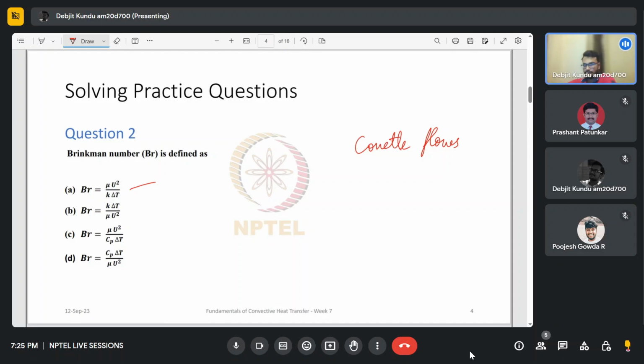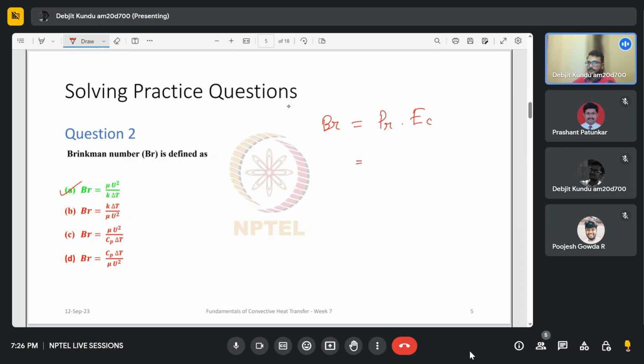Okay, so let's have a look at the solution. The solution is indeed option A. So Brinkman number is actually a combination of two other non-dimensional numbers. Can you say which are those? It's actually a product of two more non-dimensional groups. It's actually a product of the Prandtl number and the Eckert number.